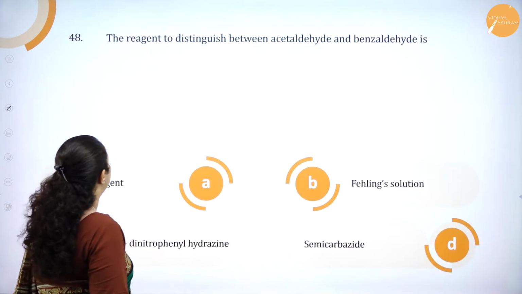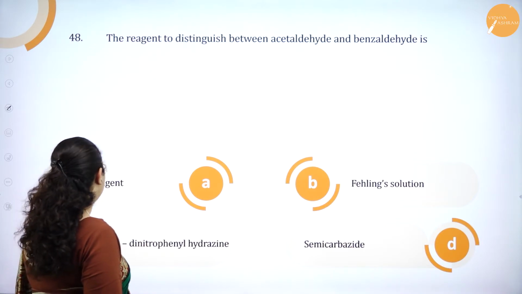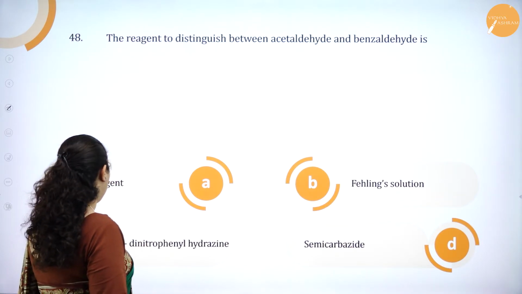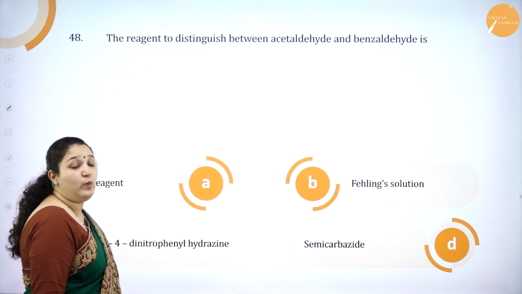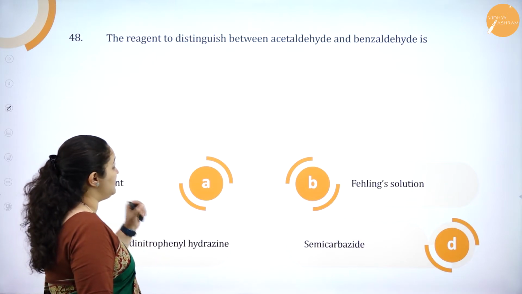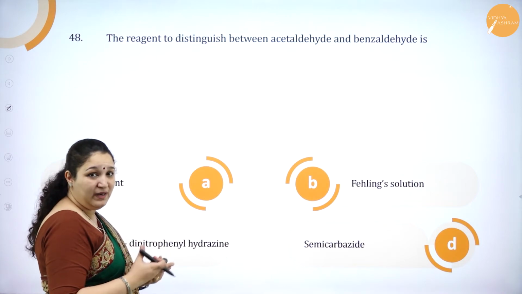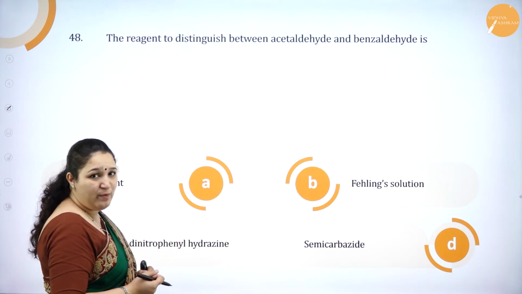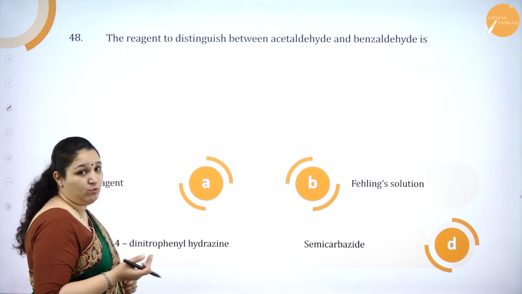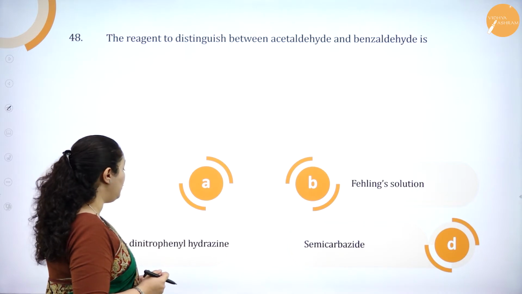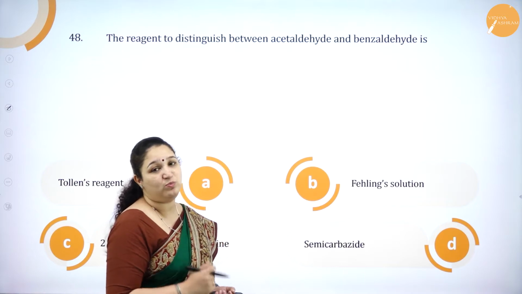Next question. The reagent to distinguish between acetaldehyde and benzaldehyde is Tollens reagent, Fehling solution, 2,4-dinitrophenylhydrazine, or semicarbazide. So, which is the reagent which can distinguish between acetaldehyde and benzaldehyde? Both are aldehydes, but one is aliphatic, one is aromatic. Okay. So, which is the reagent which we can use? Tollens reagent, both will answer. Even 2,4-dinitrophenylhydrazine, both will answer. Semicarbazide also, both will answer.